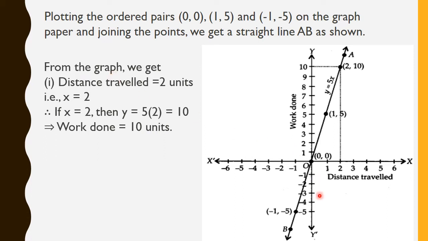So to take out any point which lies on y equals 5x from the graph, we have to extend the line, and we can see that if we take x equals 2 on the right hand side and drop a perpendicular from the x-axis, then the line will meet the equation at a particular point. From that particular point, again we will drop a perpendicular on the y-axis.